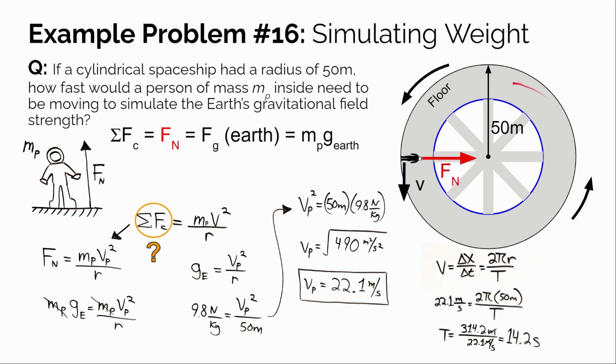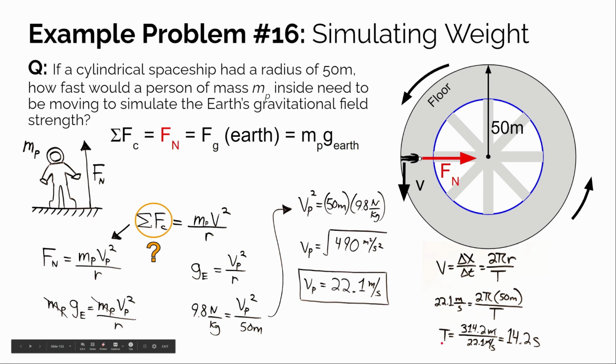Since this astronaut is moving at a constant velocity in this circular path, we're just going to use our constant velocity equation, where velocity is equal to displacement divided by time, or change in position divided by time. If we have one full rotation, that means they're going to travel around the outside circumference exactly once. So they'll travel the circumference, which is 2 pi r, divided by time. The time for one rotation is just the period. We use a capital T to represent that. And so if they're moving at 22.1 meters per second, the circumference is 2 pi times 50 meters, and we're going to solve for how much time it should take this thing to rotate once.